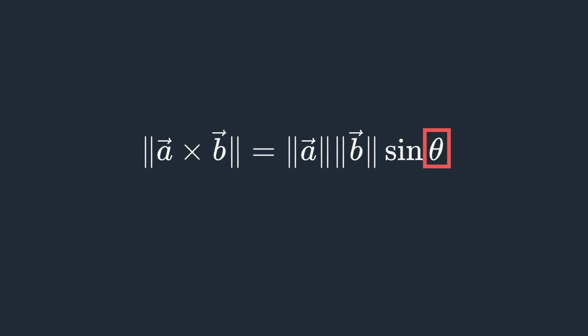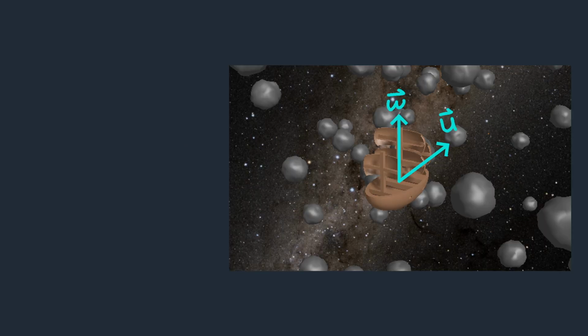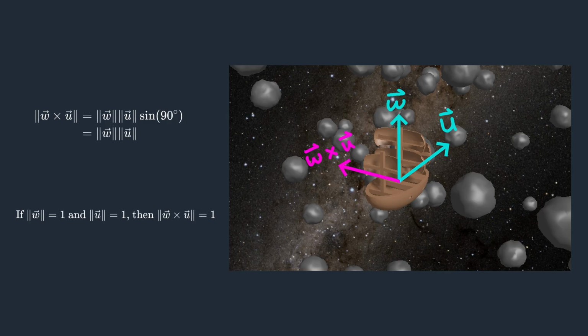Here, theta is the angle between vectors a and b. In our space pirate example, the ship's forward and up directions are perpendicular, so theta is equal to 90 degrees between w and u. In this case, the magnitude of the cross product between w and u is just equal to the length of w times the length of u. This means that if w and u are kept to unit length, their cross product is also of unit length. Keeping direction vectors normalized like this is a common practice and helps keep the math well behaved.